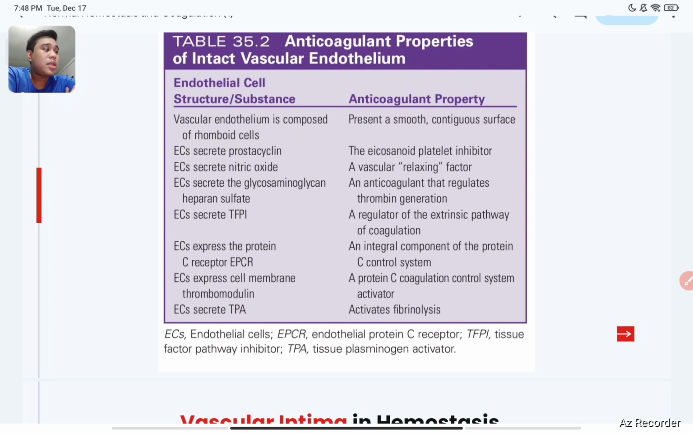So when you take them, or kapag pinapainom mo sila ng nitrate or nitrous oxide, nagkakaroon ng vasodilation. That's why lumuluwag yung coronary arteries nila, kaya nawawala yung chest pain and nawawala yung congestion.